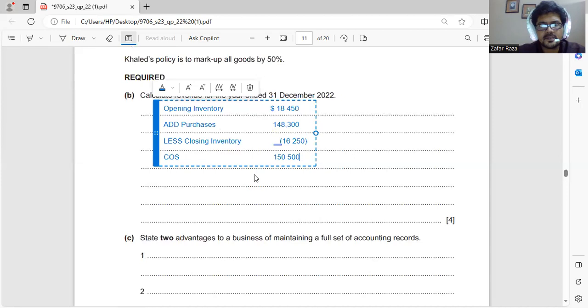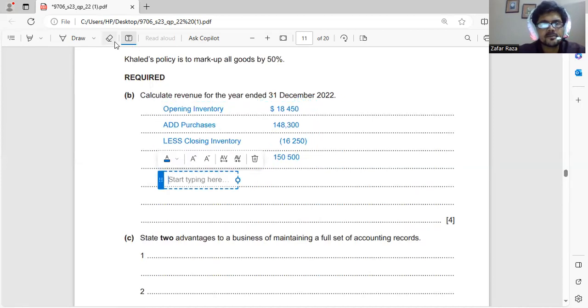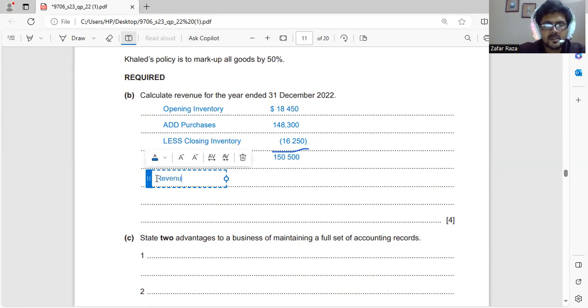150,500 dollars. Okay, this is the cost of sales. Now, what we have to do is calculate revenue. So, how to calculate revenue? Revenue is equal to cost of sales, 150,500, multiplied by 150%, because the markup is 50%. So total sales revenue would be $225,750. If we add markup to the cost, cost will become 100, revenue will become 150% by adding 50% markup. So we multiply cost by 150% and get the revenue 225,750.